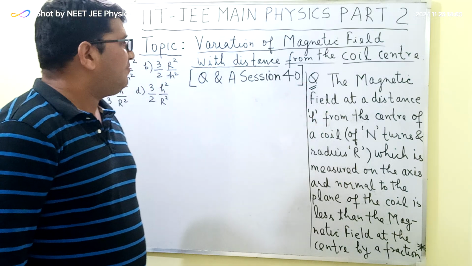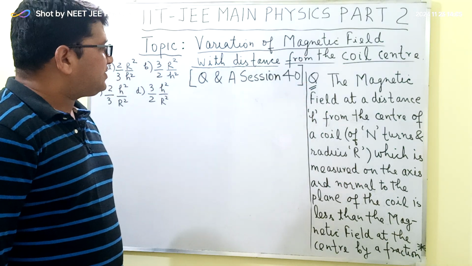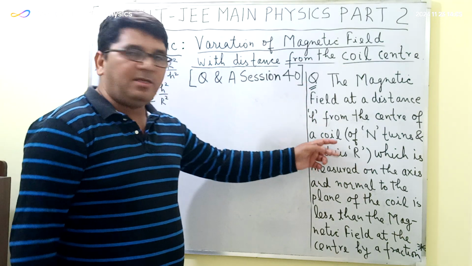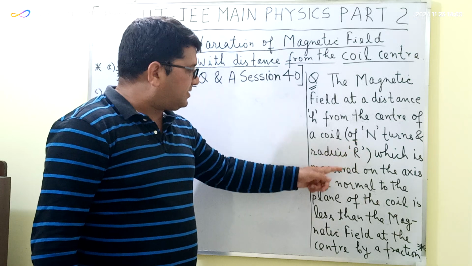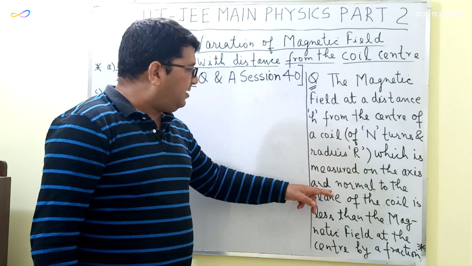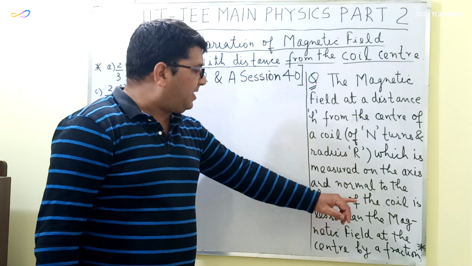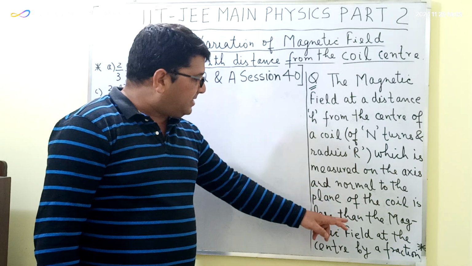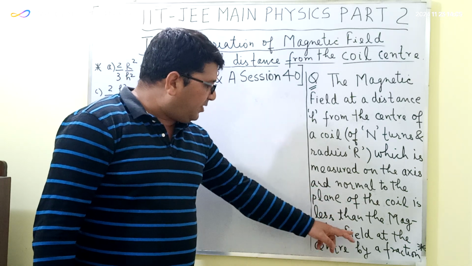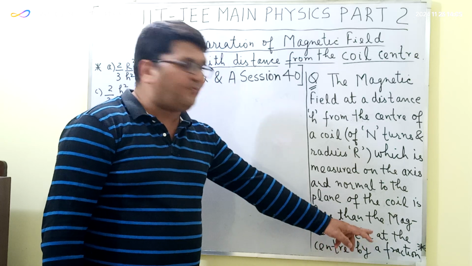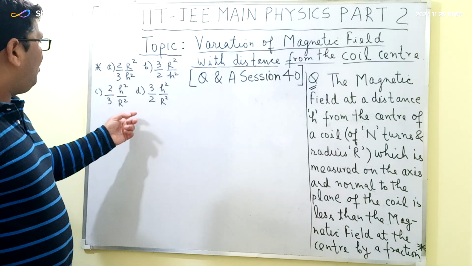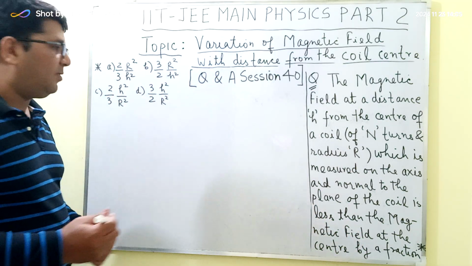The question here is, the magnetic field at a distance h from the center of a coil consisting of n turns and radius r, which is measured on the axis of this coil and normal to the plane of the coil, is less than the magnetic field at the center by a fraction. So there are four options here and we have to find the correct one.